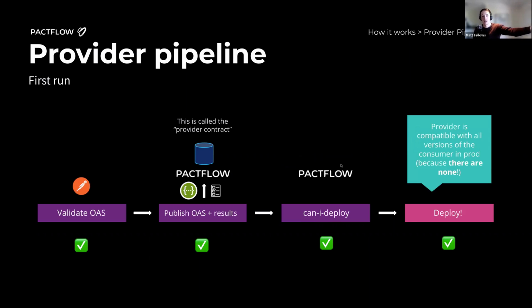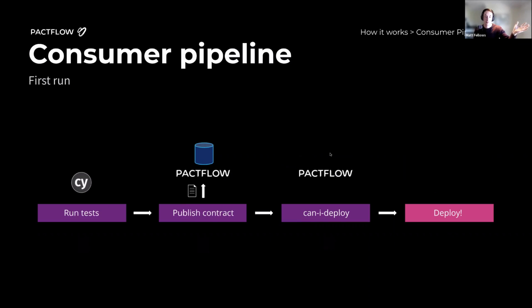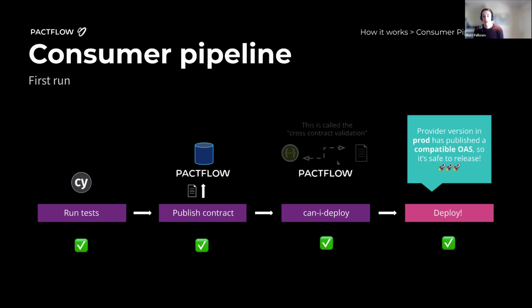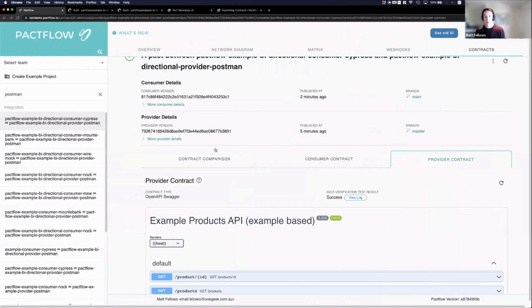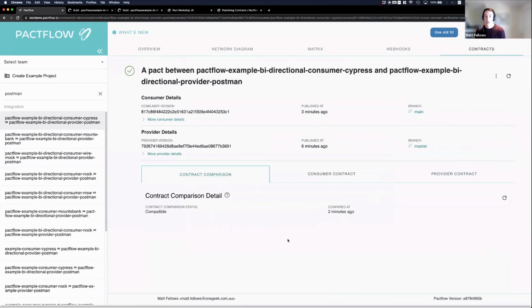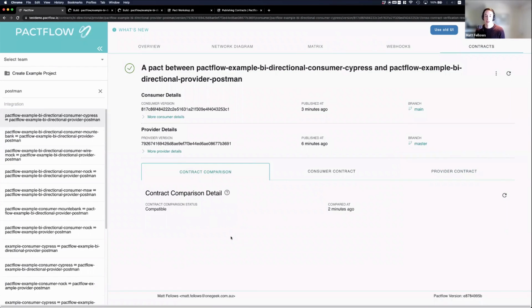We check, is there any consumers here in production? No, so we're good to deploy. But once there is a consumer in production, or a provider in production in this case, we have to compare the contracts to make sure they're compatible. And so we call that cross-contract validation or contract comparison. And the results of that are what goes into that contract comparison tab. So just for clarity, you would see any errors here if that check failed.